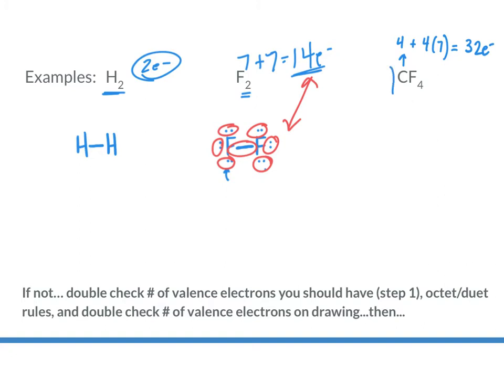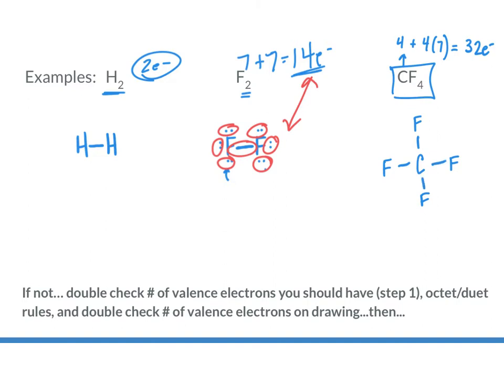Now with this one, I do have a singular atom, and it is also the least electronegative. So remember that fluorine is the most electronegative element on the periodic table, so carbon is less electronegative. So carbon's going to go in the middle here. I'm going to put my fluorines around him. And then I'm going to draw bonds coming from my central atom.